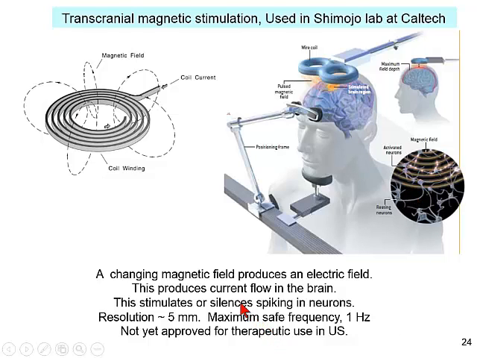And this can either stimulate or silence spiking in neurons. Resolution is around 5 millimeters. The safe frequency is around a hertz, because when one does this at 10 hertz, it could provoke seizures in people who are susceptible. So mostly it is a very convenient technique for activating or inactivating a region of the brain, the human brain, in a research setting to ask questions about what region of the brain is taking part.